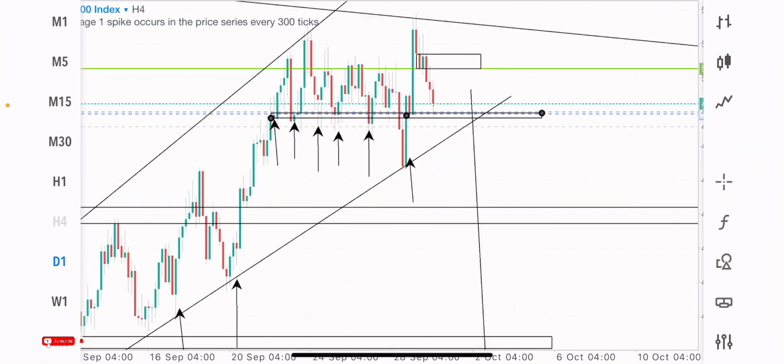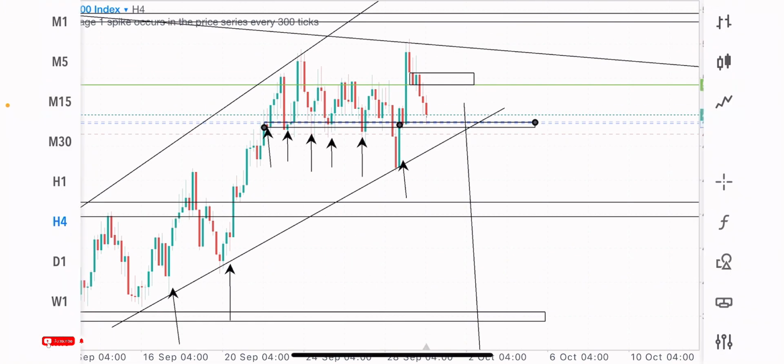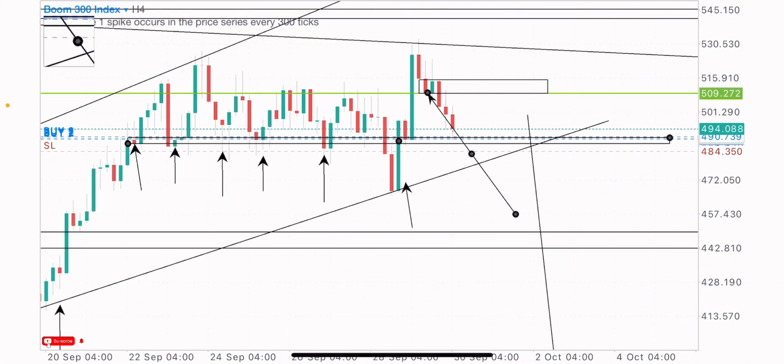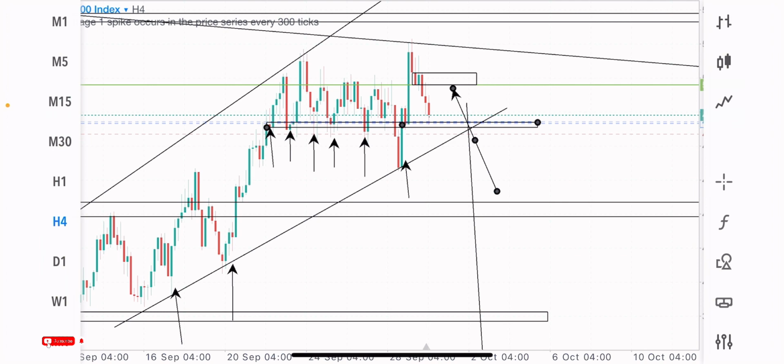So long-term sells expected, and my sell target level is at this zone. I'm expecting a move to this bearish order block. That's my take profit level on the buy. I'm expecting price to move to this bearish order block to short this index. I'll be shorting Boom 300 index on the test of this 4 hour time frame bearish order block. So that's how I took the buy trade on this index.